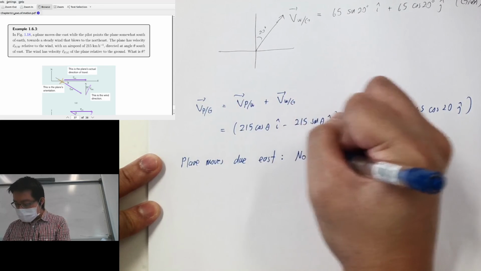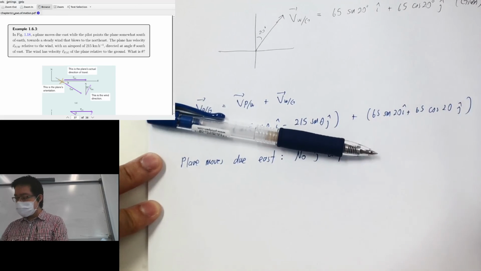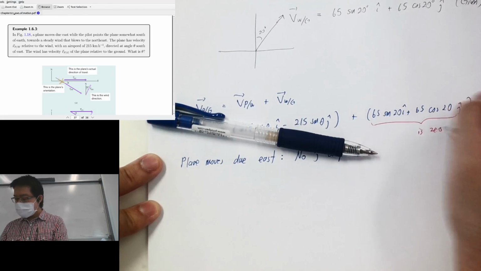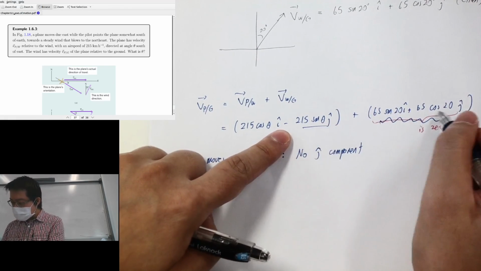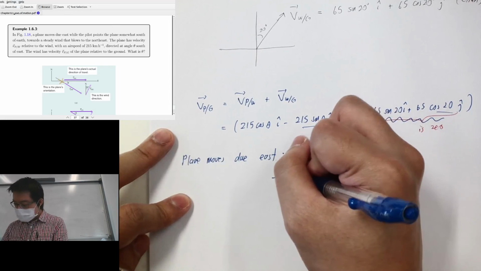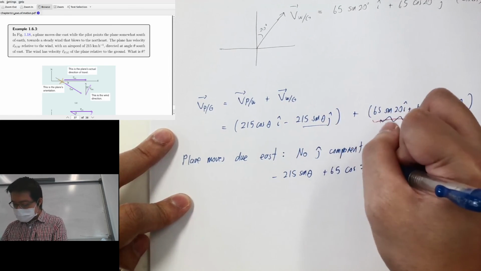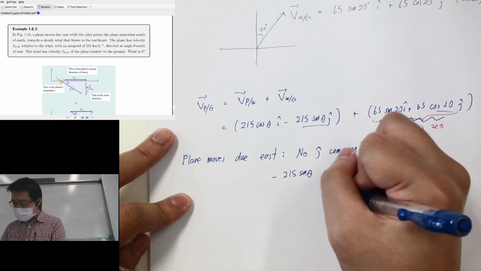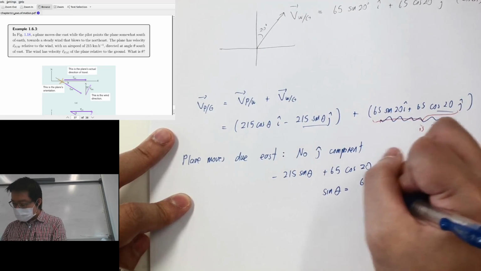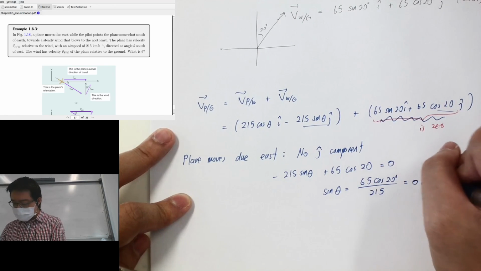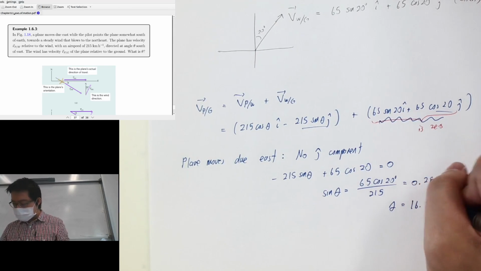Which is to say that there is no j component. So that means this term is 0. Okay, hang on, no, I forgot. So these two terms added together is 0. So I got 215 sine theta plus 65 cos 20 degrees is equal to 0. So from here we got sine theta is equal to 65 cos 20 over 215. So this is what I calculated was 0.2841. So the angle is 16.5 degrees.